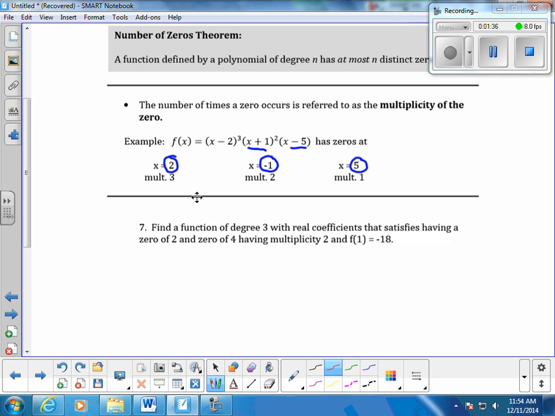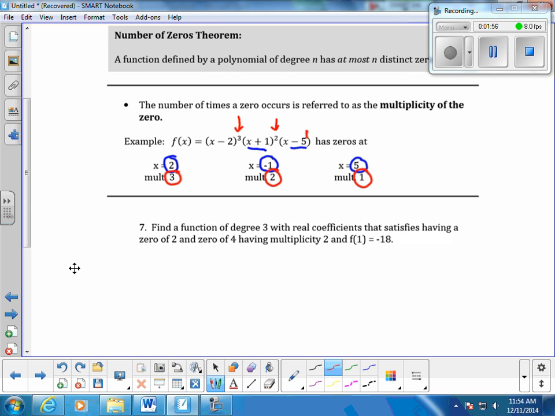The multiplicity comes from that exponent. That's multiplicity 3. The zero, negative 1, has multiplicity 2. The zero, 5, has a known 1 right there, so it has multiplicity 1.